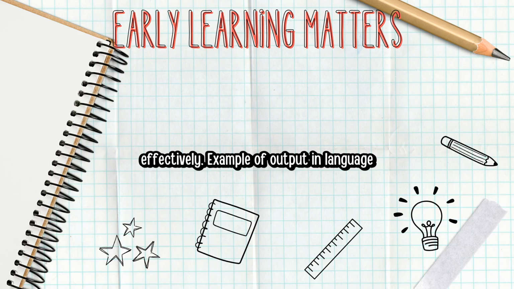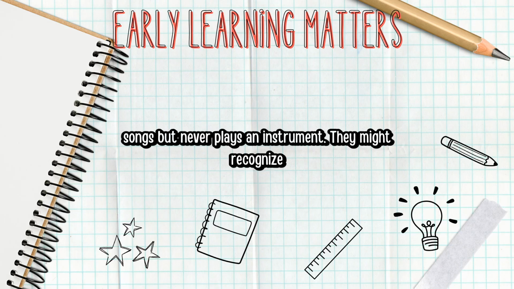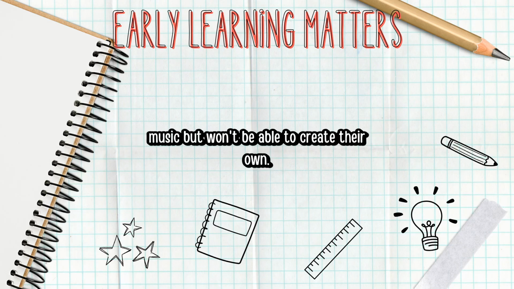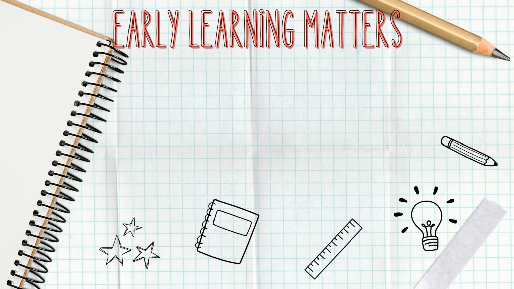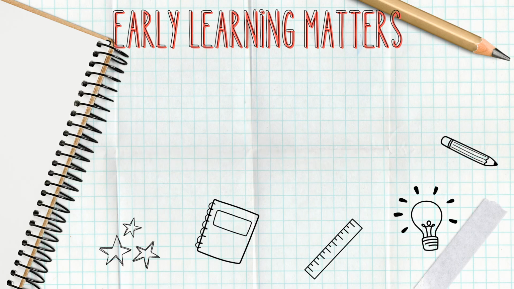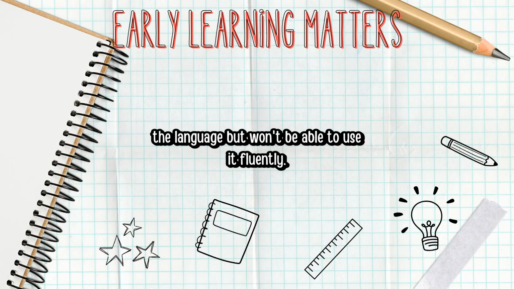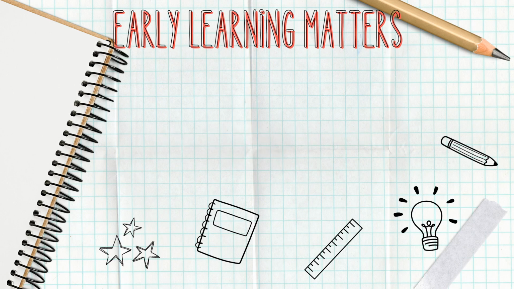Example of output in language learning. Imagine a musician who listens to a lot of songs but never plays an instrument. They might recognize music but won't be able to create their own. Similarly, in English, if you only listen and read but never practice speaking or writing, you will understand the language but won't be able to use it fluently.